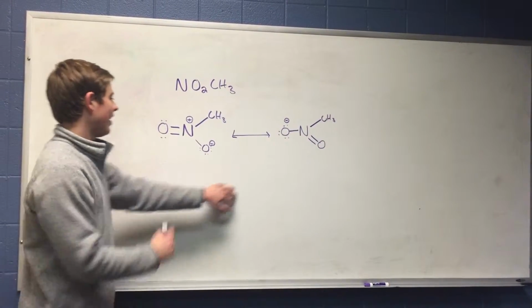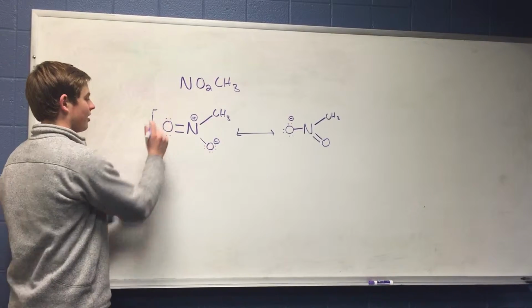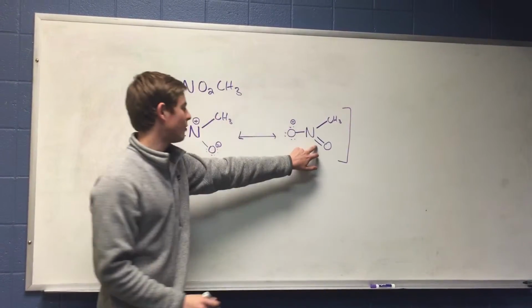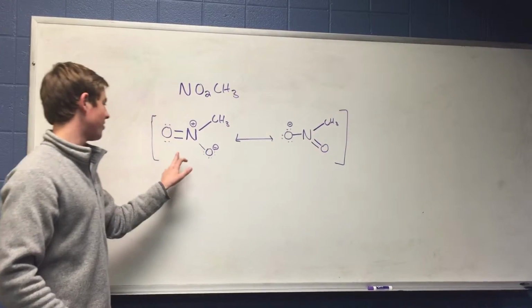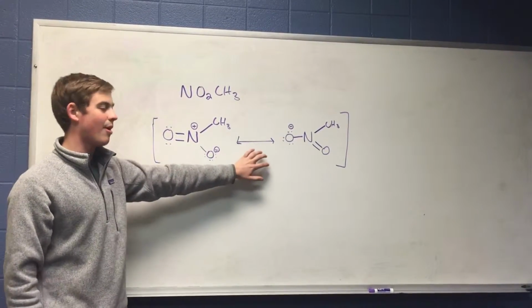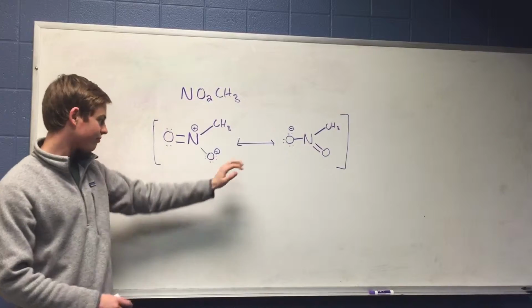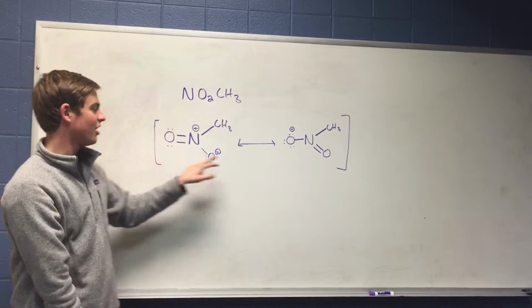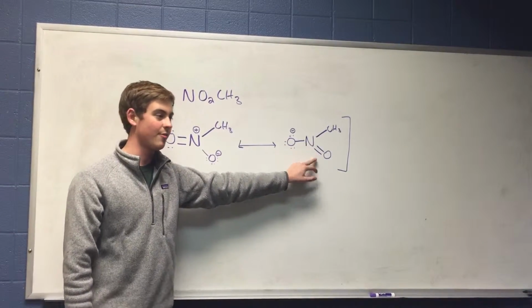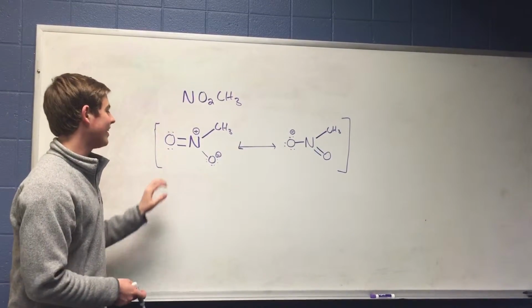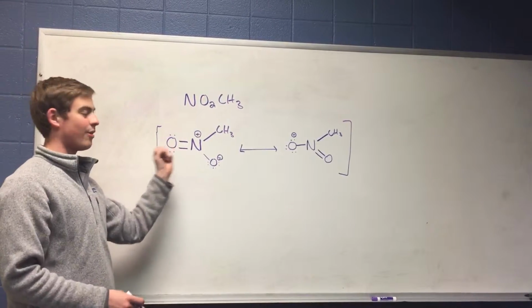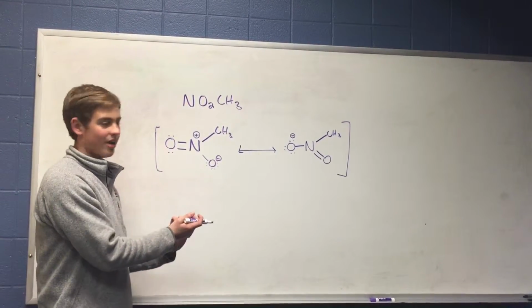This compound is the same as this Lewis structure. The only difference is that the double bond is on this oxygen as opposed to this oxygen. Now let's take a minute and figure out what this means. We have one structure that shows the double bond on this oxygen, another structure with the double bond on this oxygen. The actual compound is a hybrid of both of these structures. The electrons are being shared by both oxygens at an equal rate.